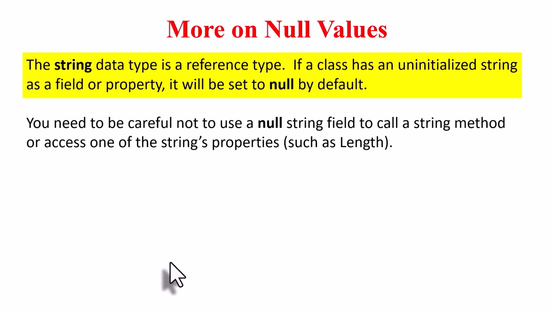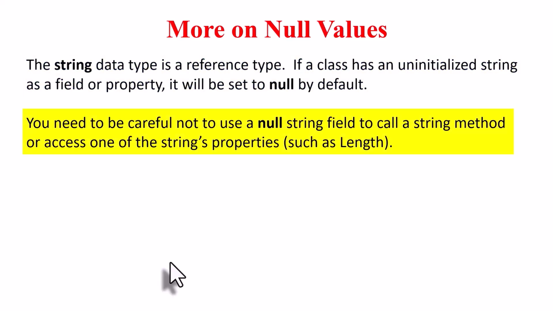Now, the string data type is a reference type. If a class has an uninitialized string as a field or property, it will be set to null by default. You need to be careful not to use a null string field to call a string method or access one of the string's properties, such as Length.